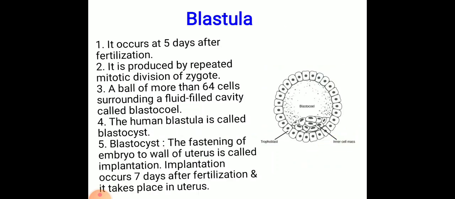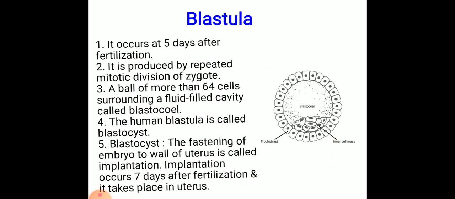So after the morula there is a blastula. The formation of blastula from the morula is called blastulation. It occurs 5 days after fertilization, means after 5 days of fertilization this structure is going to be formed. It is produced by repeated mitotic division of the zygote. How is it formed? It is formed by repeated mitotic division of the zygote.